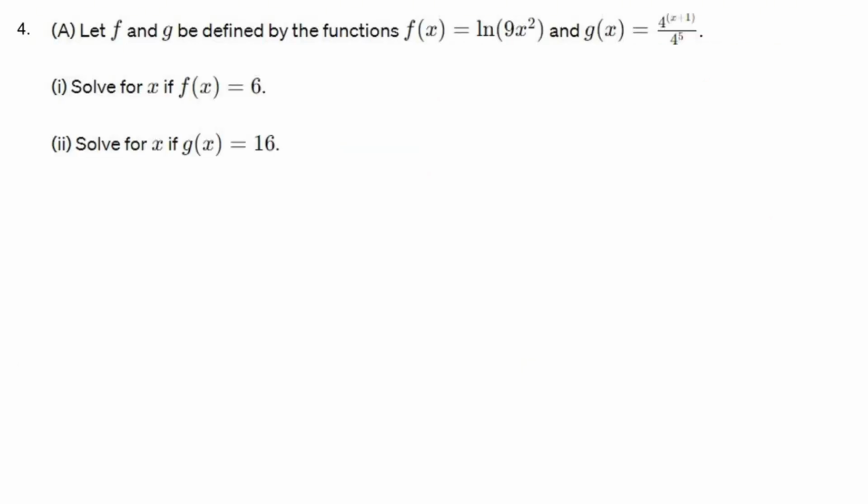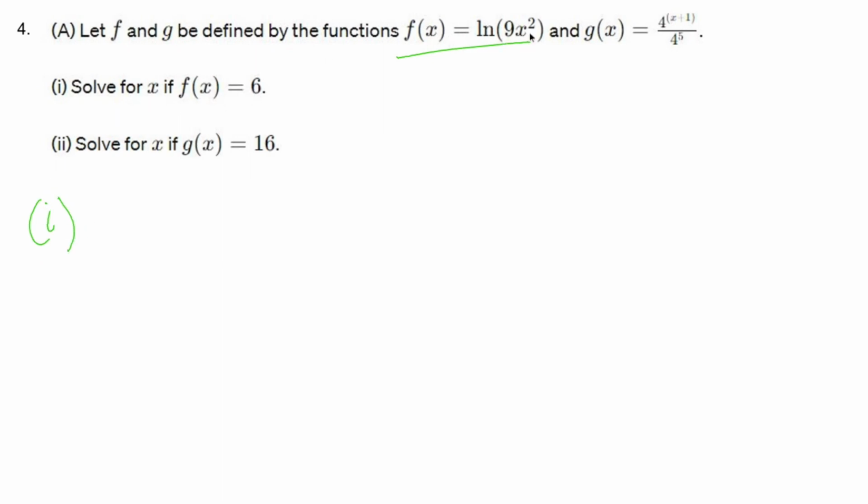There we are. So here we are. We're going to be given a bunch of algebraic situations that we're going to have to answer based off of the things that we're given. Okay, so this is part A, 1 and 2. We are given f of x. We're given g of x. 1 asks us to solve for x if f of x is 6.